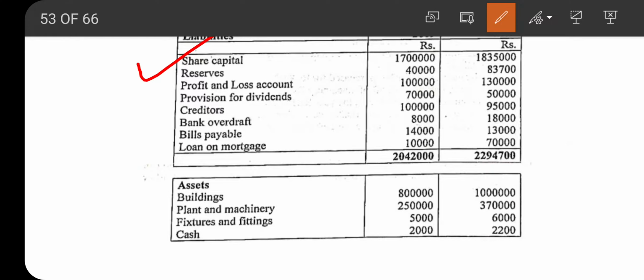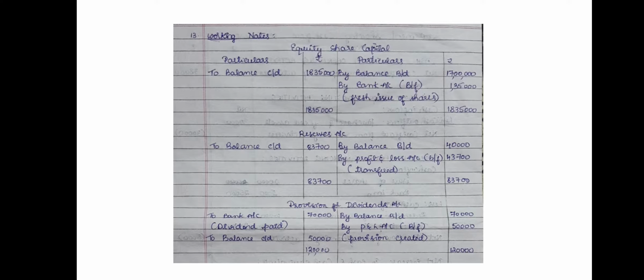So under the liability side, the first item is share capital. Opening balance is 17 lakh, closing balance is 18 lakh 35,000. So there is an increase in the value of share capital. So the difference is considered as issue of equity shares. So you can go through the working note.